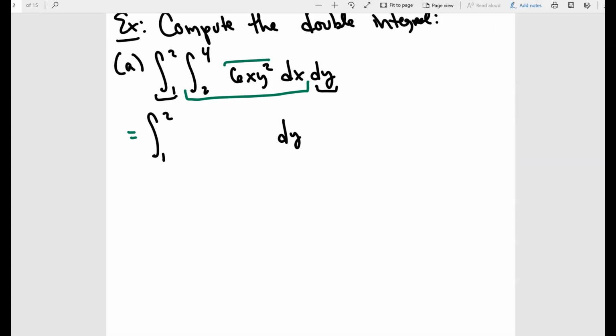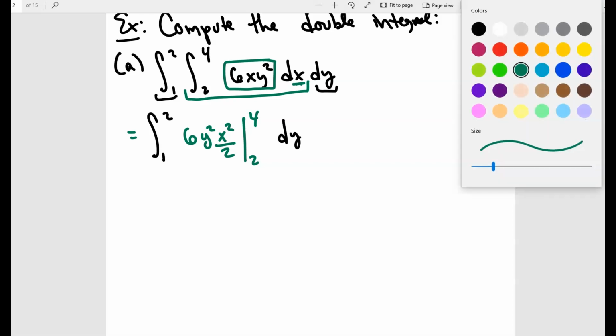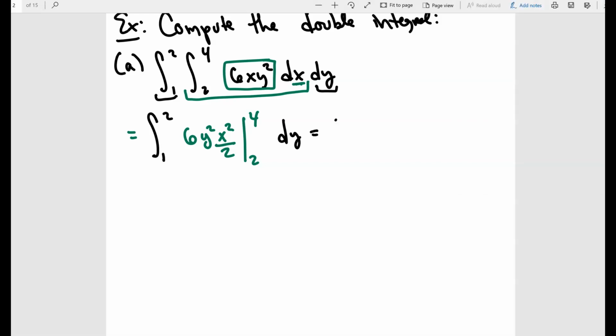What I'm dealing with is the inside integral. In the inside integral, I'm going to worry about this function. So the antiderivative of this, well, 6 in this case is a constant. Y squared in this case is a constant because I'm only integrating with respect to x. The antiderivative of x is just going to be x squared over 2. Okay? And this is going to be between what two numbers? Between 2 and 4. So this green part is just all of this stuff that I'm doing in the inside. Okay? So this is going to be equal to the integral from 1 to 2. 6 divided by 2 is going to give me 3. So I'm going to have 3. I like writing my x's first, so x squared, y squared from 2 to 4 dy.